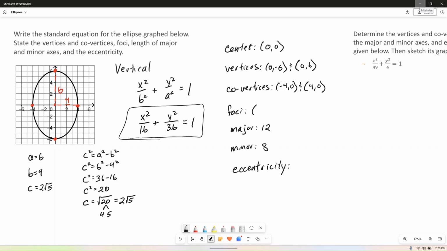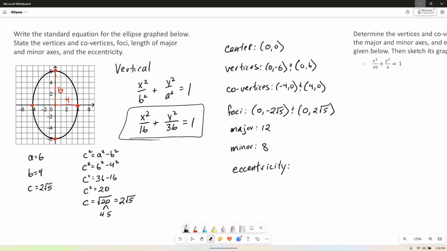So one focus point is going to be 0, -2 square root of 5, and the other is going to be at 0, +2 square root of 5. Okay, so again, the foci, the vertices, and the center should all be in the same line. In this case, that's a vertical line, so it's only the y coordinates that are going to change. They should all have the same x coordinates. Okay. All right, the last thing that we need to look at is the eccentricity for this example.